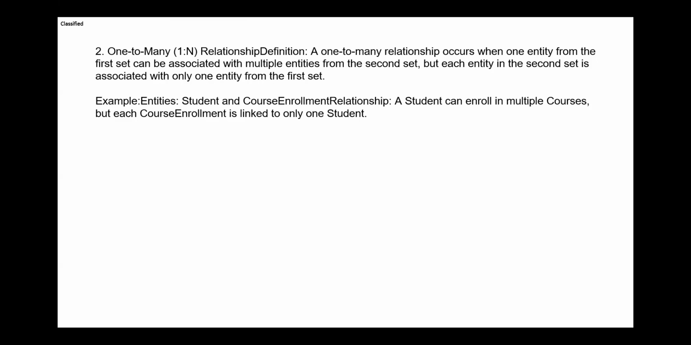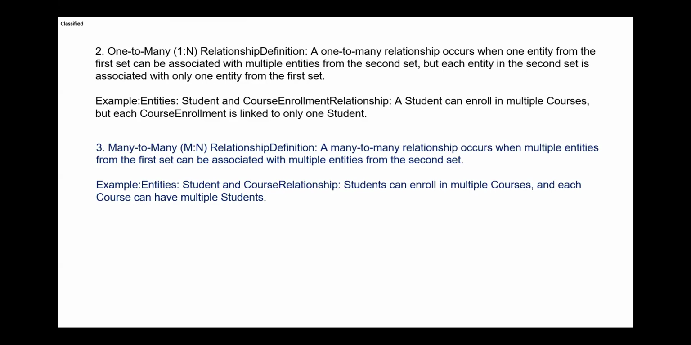One to many. This relationship occurs when one entity of the first set can be associated with multiple entities of the second set. Like a student can enroll in multiple courses, but each course enrollment ID is linked only to one student. So, again, as I mentioned to you, these relationships are defined on the basis of the processes and policies of the business.